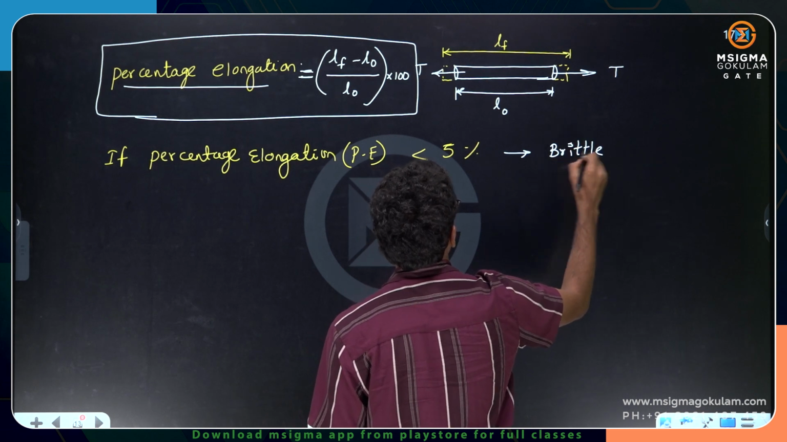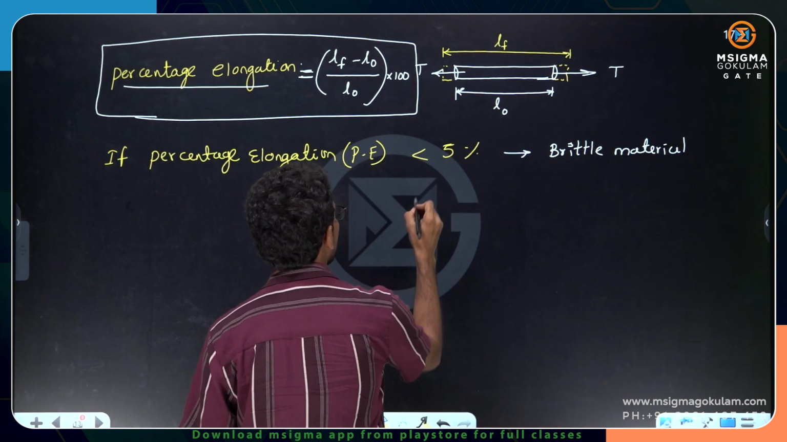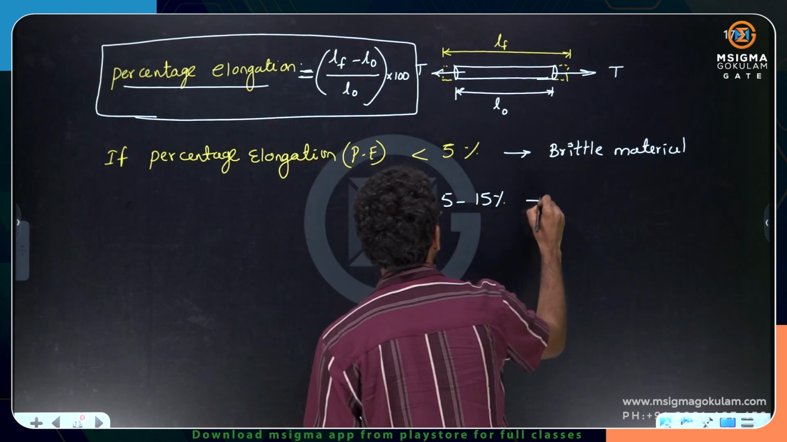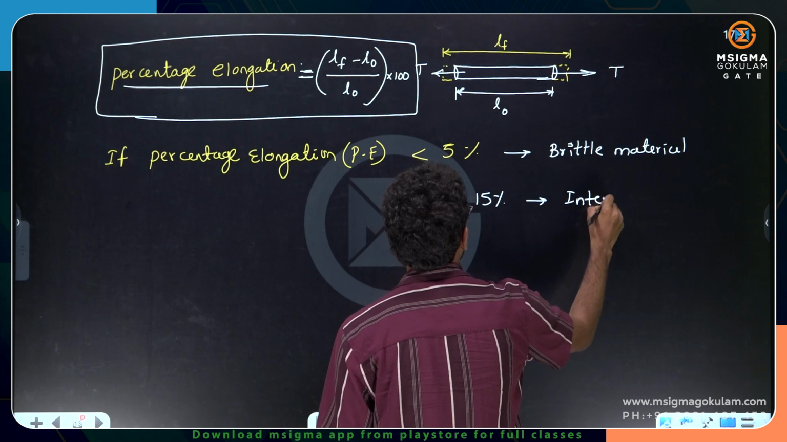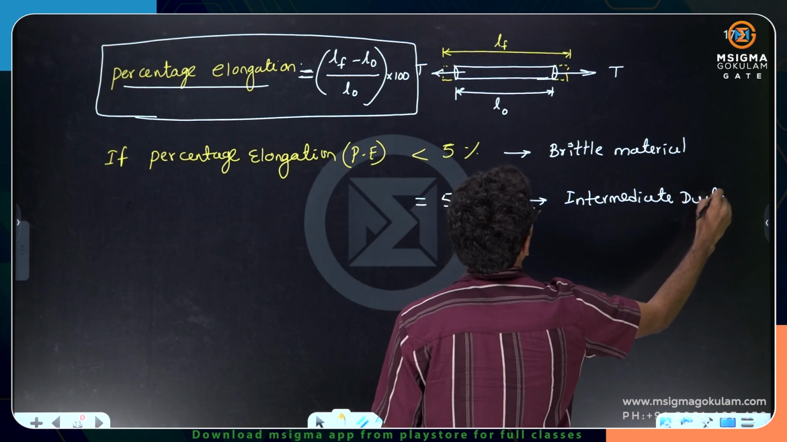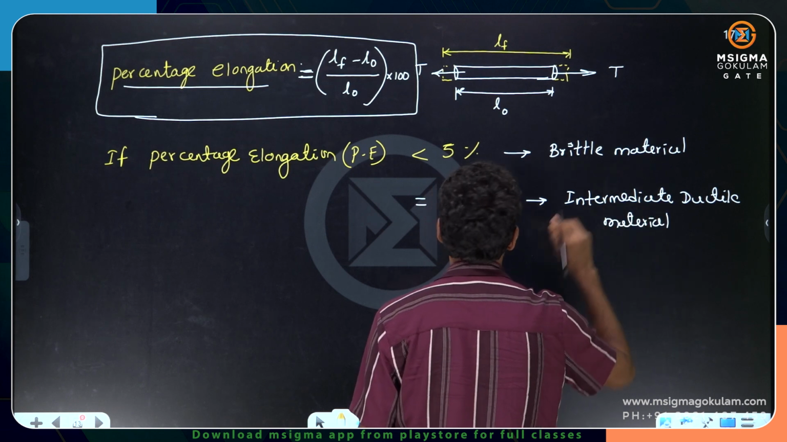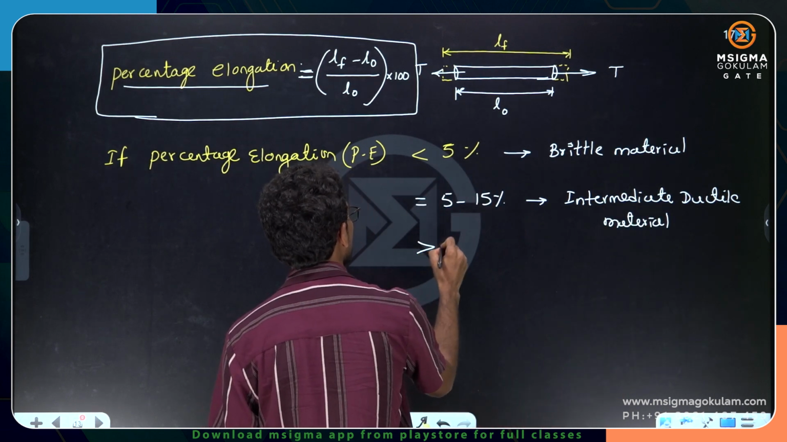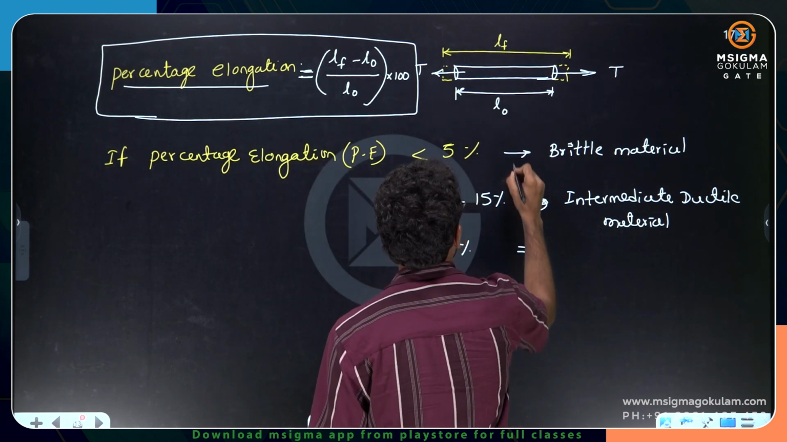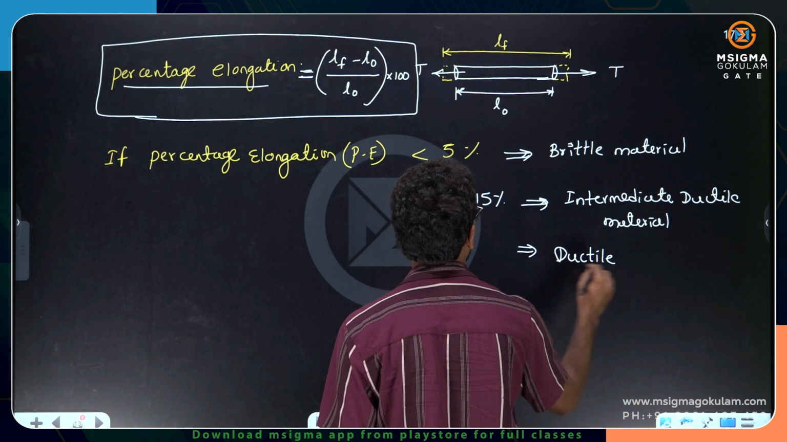brittle materials. We call them as what materials? Brittle materials. Whereas the percentage elongation is in between 5 to 15%, such kind of materials are called as intermediate ductile materials. What materials? Intermediate ductile materials. We call them as intermediate ductile materials. Fine. If the percentage elongation is more than 15%, such kind of materials are called as ductile materials. What materials? Ductile materials.